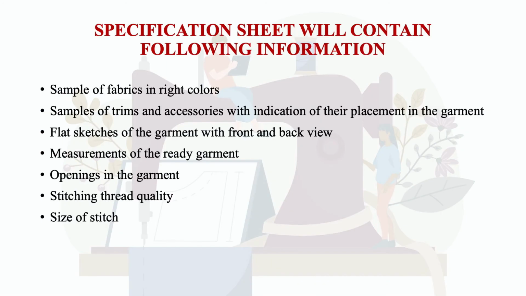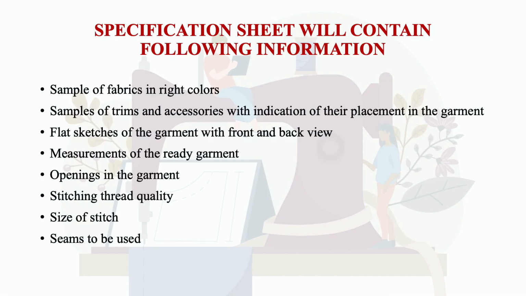The quality of the thread to be used for the stitching is also mentioned. Then the size of stitches is also mentioned, because if we do not mention it, they just stitch on the particular or standard size. So it should also be mentioned in the specification sheet. And seams to be used, like for every fabric we use a different type of seam, so which type of seams we want to be used on the particular fabric.